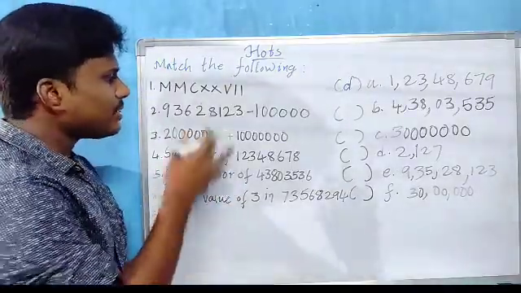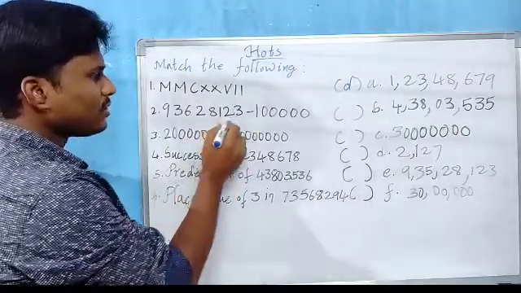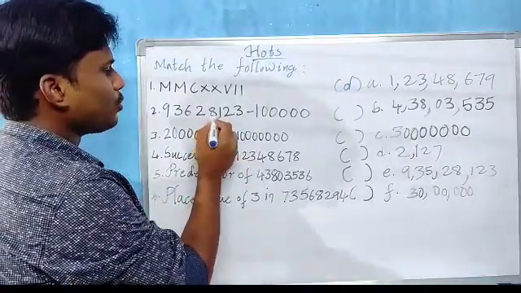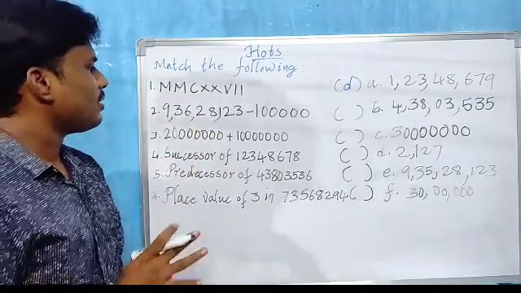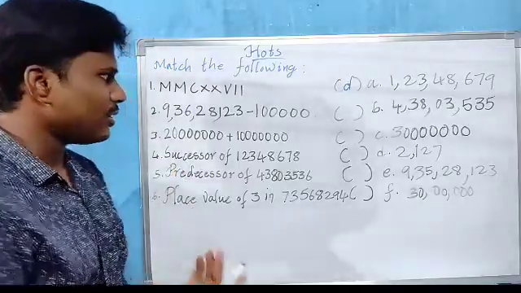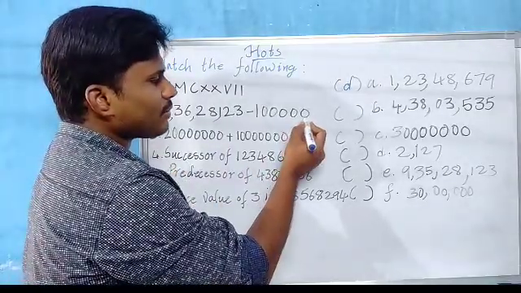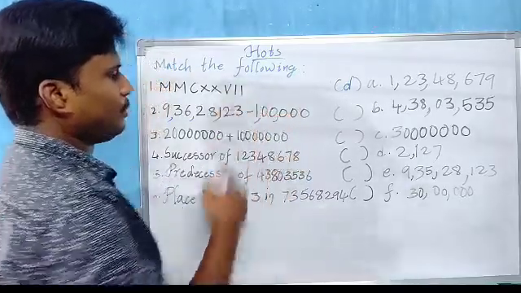Let us insert commas according to the periods of the Indian system. See, ones, tens, hundreds, thousands, 10,000s, lakhs, 10 lakhs, crore. So what is the question, children? 9 crore 36 lakh 28,123. Here also let us insert commas. Ones, tens, hundreds, thousands, 10,000s.